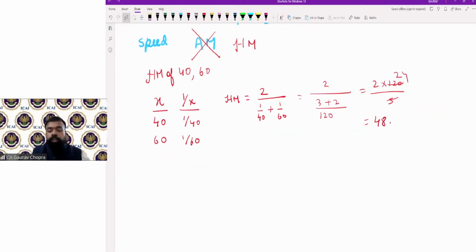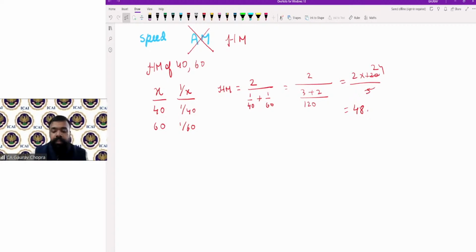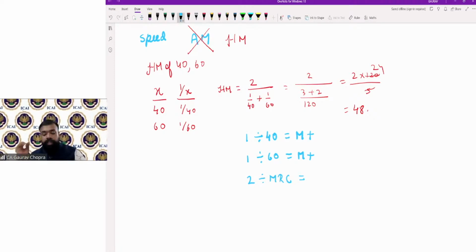Now, how to do this on the calculator? Let us understand. First, type 1 divided by 40 equal to M plus. Then write 1 divided by 60 equal to M plus. तो इन दोनों का जो भी रिजल्ट आया वो आपने कहाँ डाल दिया है, मेमोरी में. Now the next step is 2 divided by MRC equal to. Press equal to and the answer will be on your screen. Answer आपका screen पे होगा.